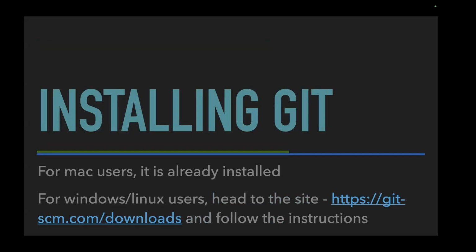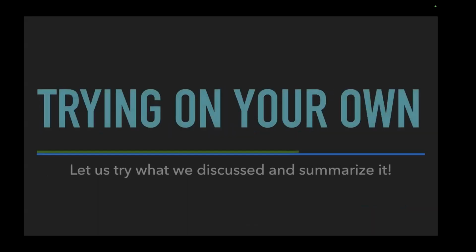First of all, installing Git. For Mac users, great news. This is already installed, and I feel that Mac generally does things like this, since it's a Unix-based system. In Ubuntu as well, I think it's installed. No, it's not installed. Sorry, my bad. For Windows and Linux users, you can install this using Git SCM. It's free software. You can install it and use it on your local machine, and then try it on your own.